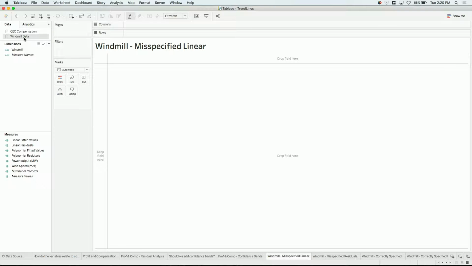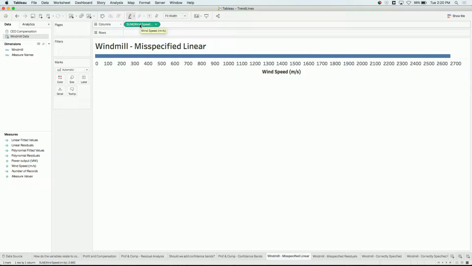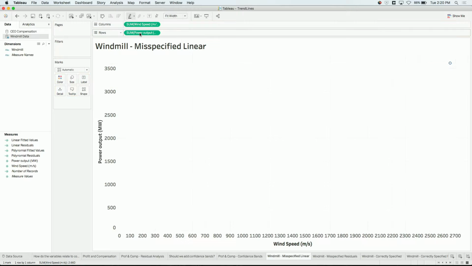So let's suppose I own a windmill farm, and I would like to know how much power output I can expect based on data on wind speed. Now, that's actually a pretty complex question to ask, but let's just figure out what the relationship between wind speed and power output is for any given windmill. So I'm going to place wind speed on columns. That's my independent variable, because power output is going to depend on wind speed, not the other way around. Power output on rows, and I want this at the level of detail of individual windmills.